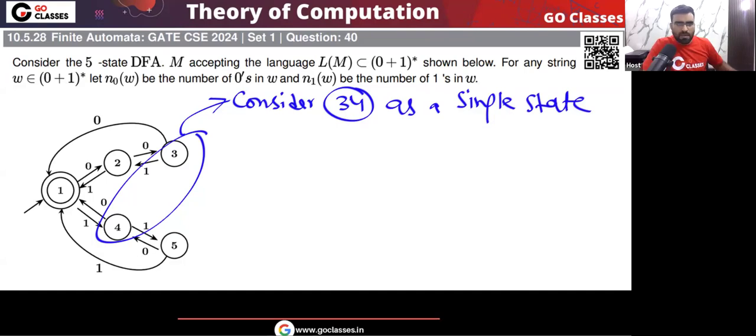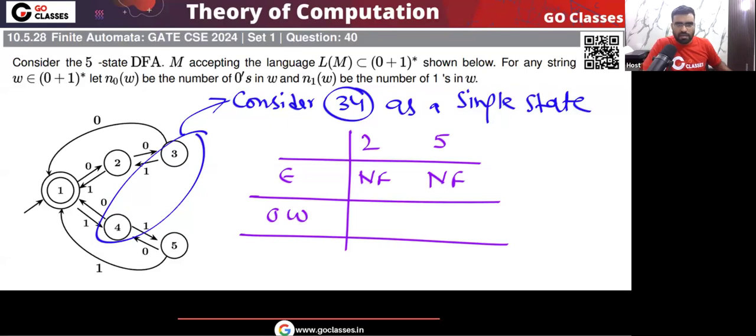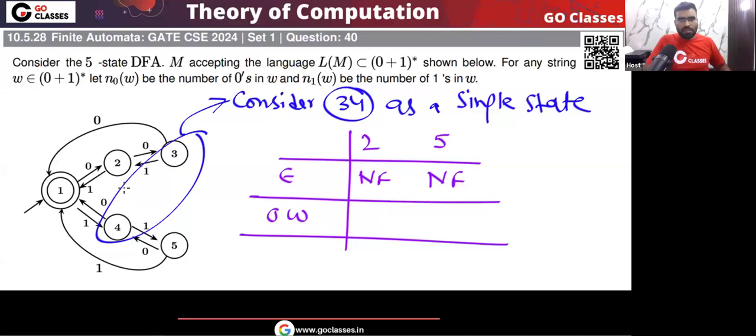What is the next option? The next option is checking 2 5. Now I want to check 2 5. Remember, on the empty string both are going to non-final. This is state 2, this is state 5. If the string is starting with 0, are they meeting somewhere? Yes, they are meeting in 3 4. 3 4 is a single state, remember?